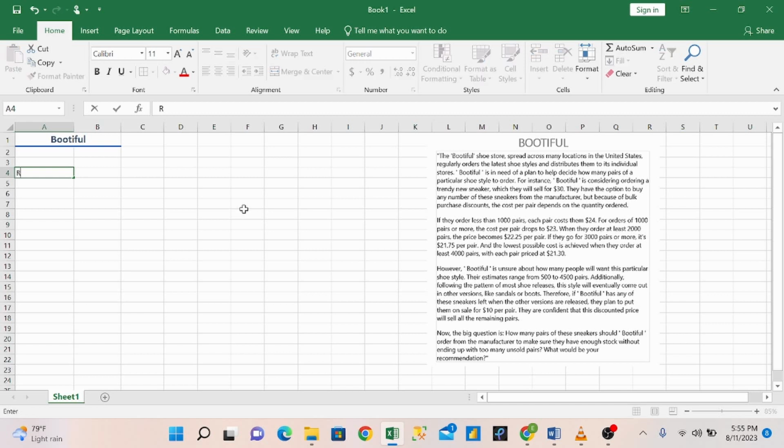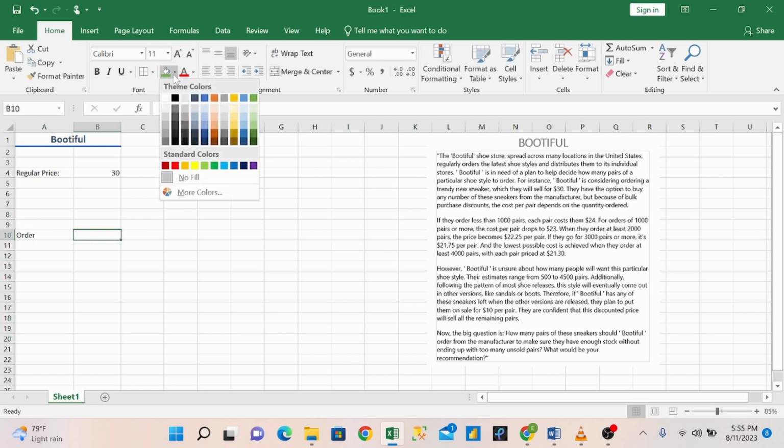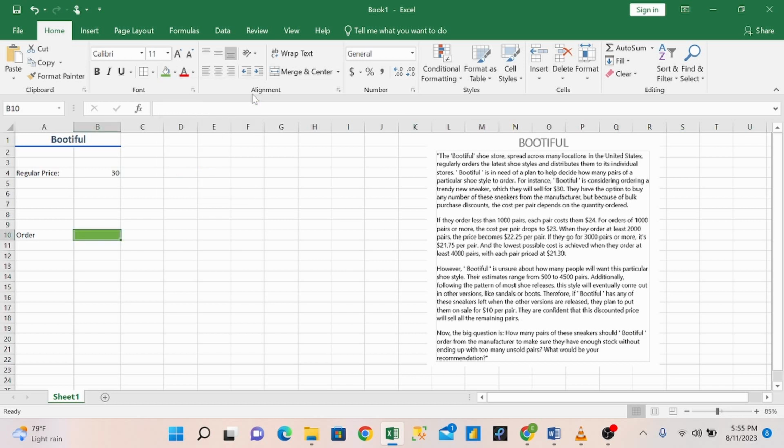Let me go ahead now and start writing out my givens. My regular price is $30. For my order, I need to know the amount of shoes to order. This value is unknown, so I'm going to color it. I'm also going to be playing around with this cell.